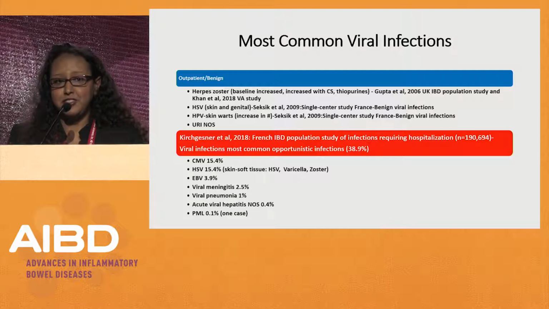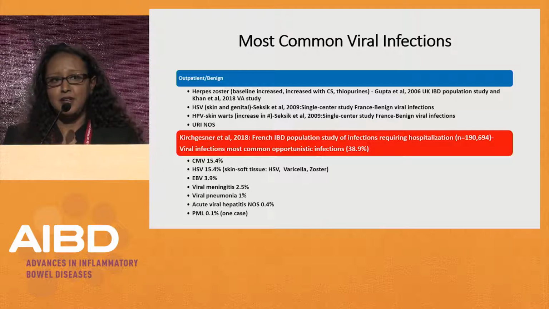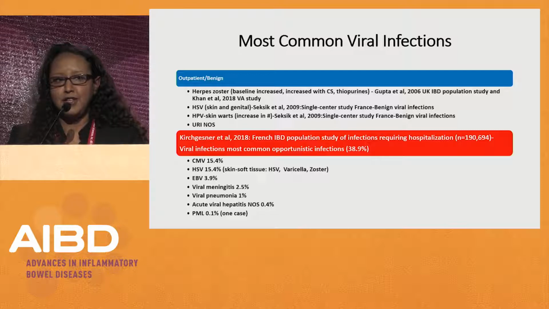Based on the French study, they also looked to see what was most common, and the most common opportunistic infections were viral. Again, these are serious infections, so these are hospitalized-based patients. And the most common was CMV, HSV, EBV, viral meningitis, viral pneumonia, acute viral hepatitis, and there was one case of PML.